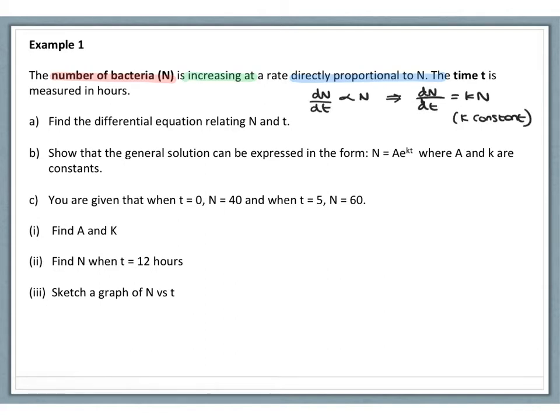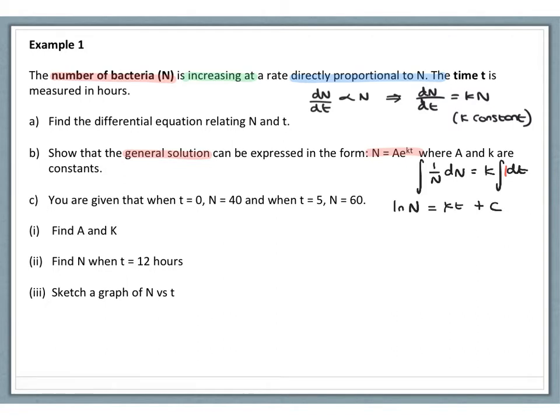Now, part B, show that the general solution can be expressed in this form here, where a and k are constants. So let's separate variables and integrate. So I can say that the integral of 1 over n with respect to n is equal to k, the integral of dt, and if you want to, you can put a 1 there to help you. So a very simple integration here, ln of n. Now n is the number of bacteria, it's got to be greater than 0, so I'm going to just leave it as ln n rather than ln mod n. And this equals kt plus c.